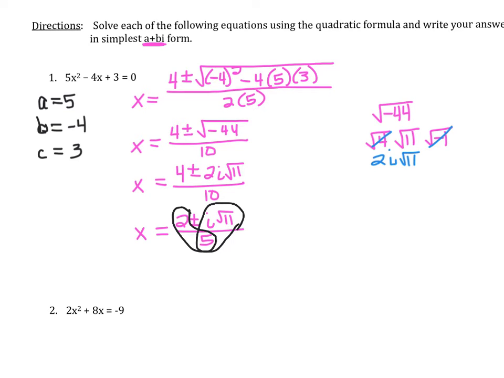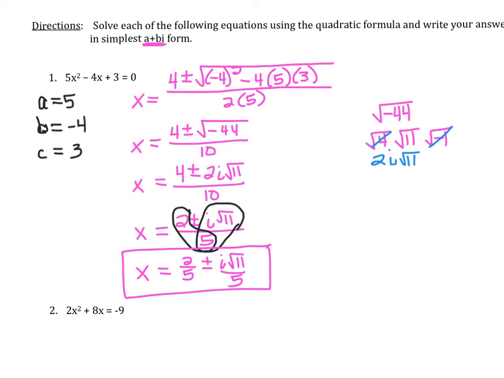Okay, so it'll leave us with x equals 2 over 5 plus and minus i radical 11 over 5. So all you're really doing is you're just breaking this up. So you're individually dividing the 2 over 5, and then you're taking what's after the plus and minus and putting that over the 5 as well. Okay, this is considered a plus bi form.